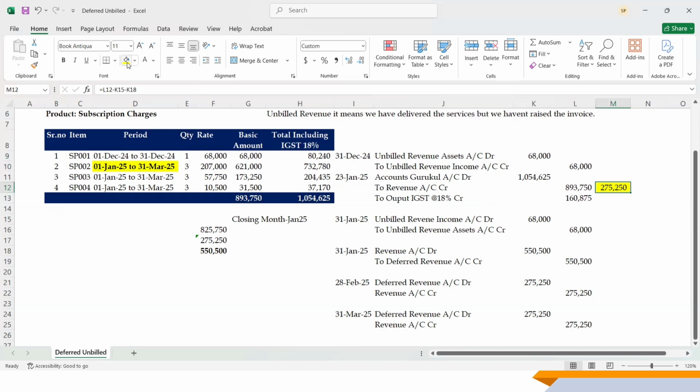That's 2,75,250, and that's pertaining to your one month revenue. In the next month, again, you have 2,75,250, and for March as well, you have 2,75,250. And in December, you have 68,000. So if you see the total revenue, that's 8,93,750 bifurcated this way. So that's the way you have to plot the journal entry for each and every month.